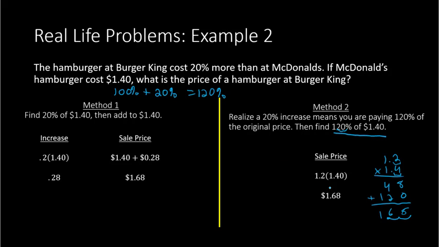So the sale price at Burger King would be $1.68, and we see that we get the same solution using either method.